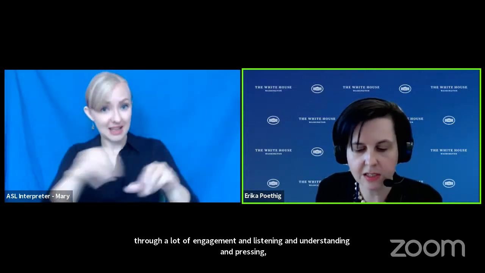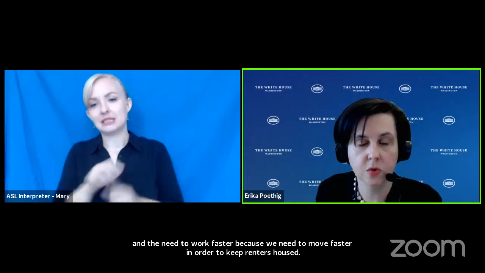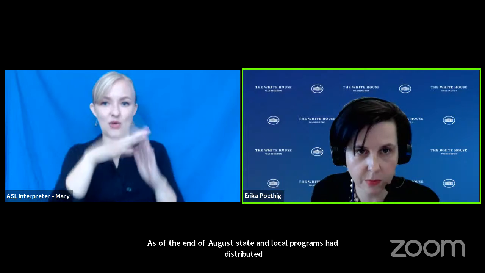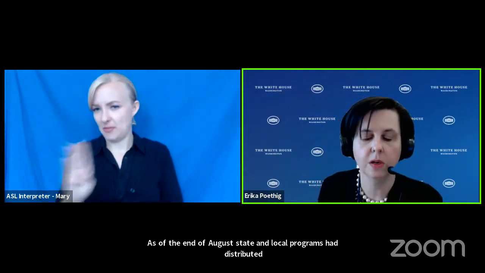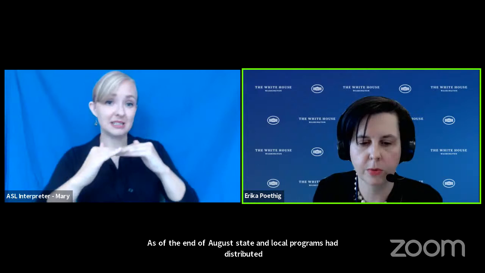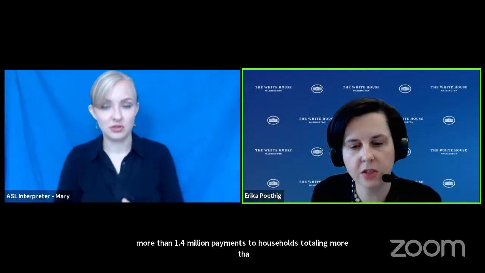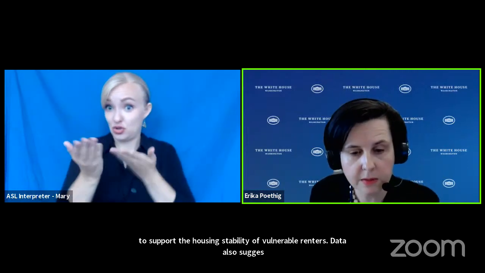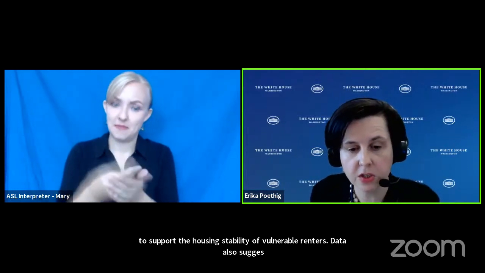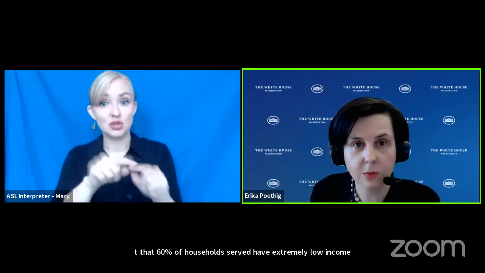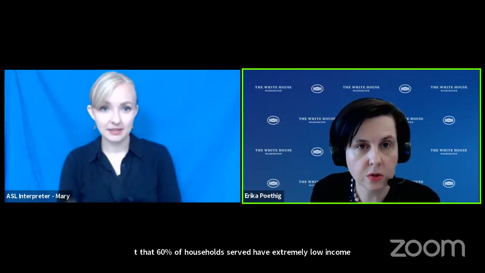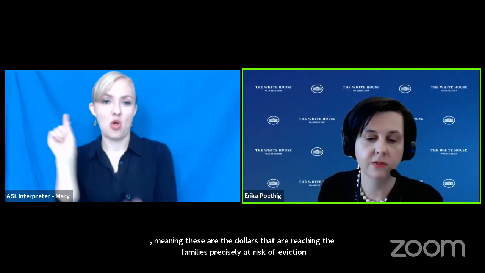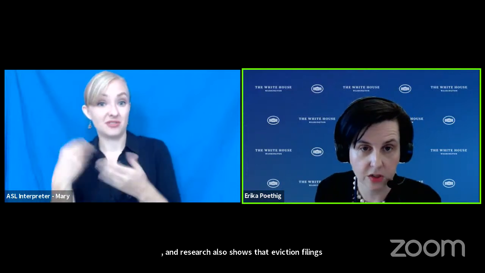As of the end of August, state and local ERA programs have distributed more than 1.4 million payments to households, totaling more than $7.7 billion to support the housing stability of vulnerable renters. And data also suggests that 60% of households served have extremely low incomes, meaning that these are the dollars that are reaching the families precisely at risk of eviction. And research also shows that eviction filings are lower in jurisdictions that have distributed rental assistance faster.